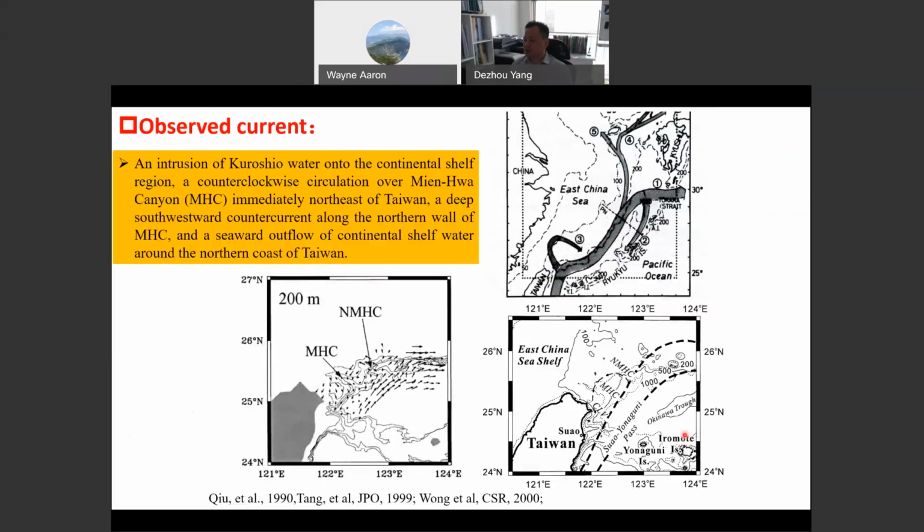I want to review some research and observations in this area. For example, 30 years ago, there were some clues showing that there's a Kuroshio water intrusion onto the continental shelf in this area. Now, in the deep water, there's a counterclockwise circulation just northeast of Taiwan. In the surface water, there's a Kuroshio current water like this.